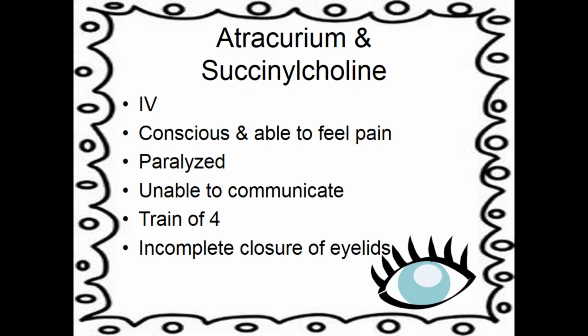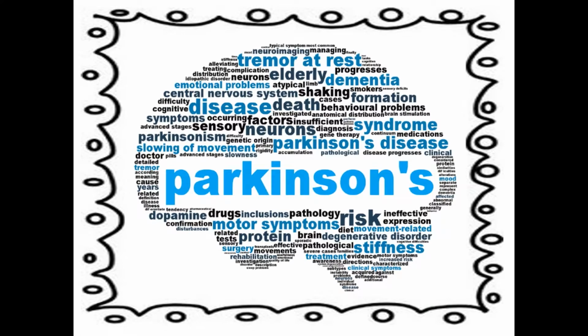They're unable to communicate. There is a test that we do to see how paralyzed a person is, and it's called a train of 4, and it has to do with the muscle spasms caused by electrical stimulation by a TENS unit. One thing that you have to know about these agents is that the patient is unable to close their eyelids, so you may have to actually tape them down to prevent retinal damage from dry eye, pretty much.